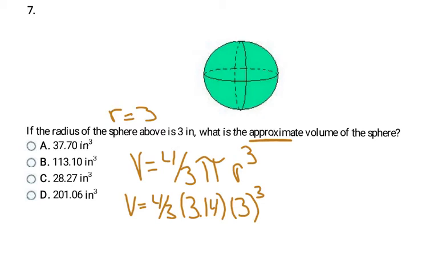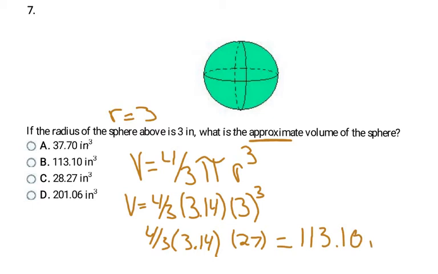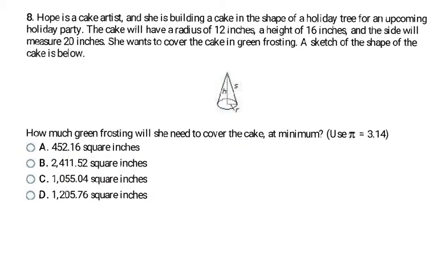If you're following order of operations, you're going to take 3 cubed first, which is 3 times 3 is 9 times 3 is 27. So this becomes 27. And then you still have these 3 numbers all being multiplied now. And so then you multiply those 3 numbers and you get an answer of 113.10. And the units here is volume, so it's inches cubed, and that's letter B.